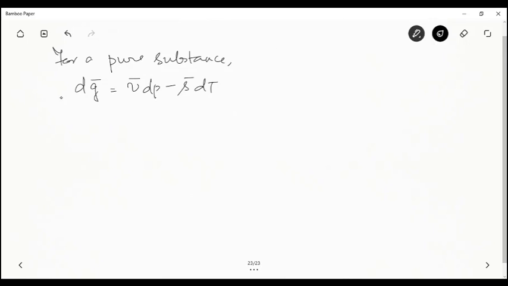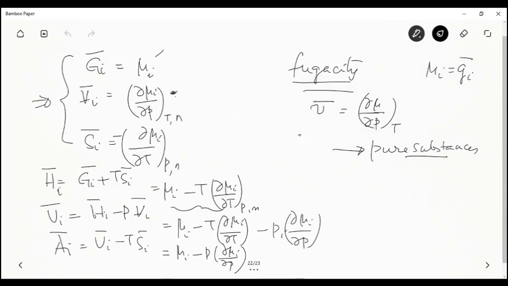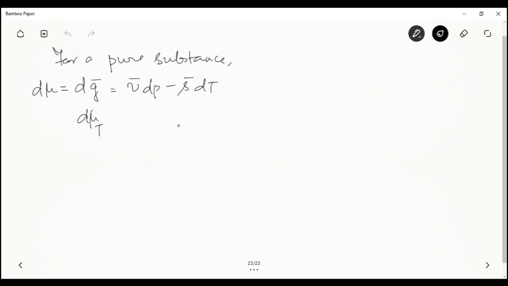Since dG is the same as d mu, we can write d mu is equal to this, and therefore d mu at constant T, which we basically wrote in this expression, would be V dP at constant T. Okay, the same expression that we have here, d mu T, is when this delta T becomes 0, so it becomes V dP.